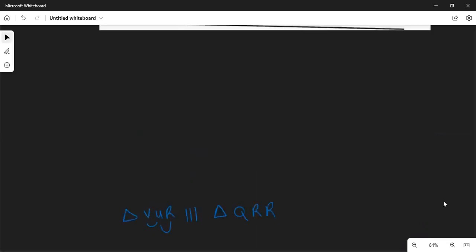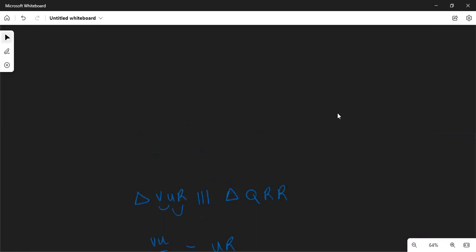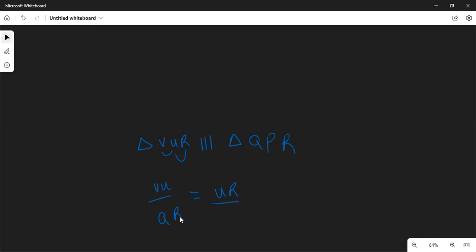Because this is QPR, so it cannot affect even the first part. So this is QPR, so it will not affect it. It was supposed to be what? QP. All right, so this one is UR, so we said QP the first one, and this one will be what? PR. Which is equal to the last one, which is VR over what? Over QR. So we want a QR on the last one.